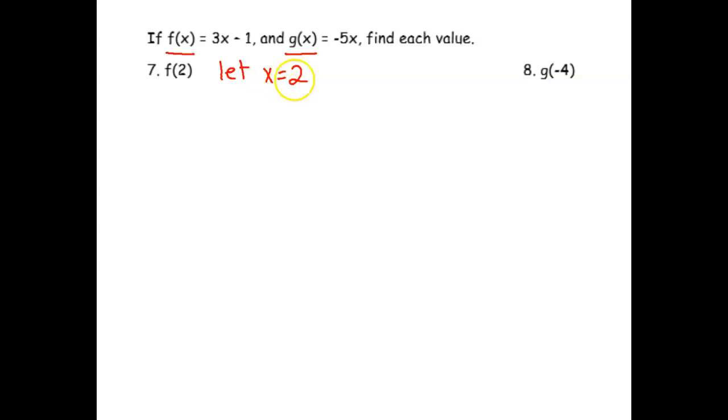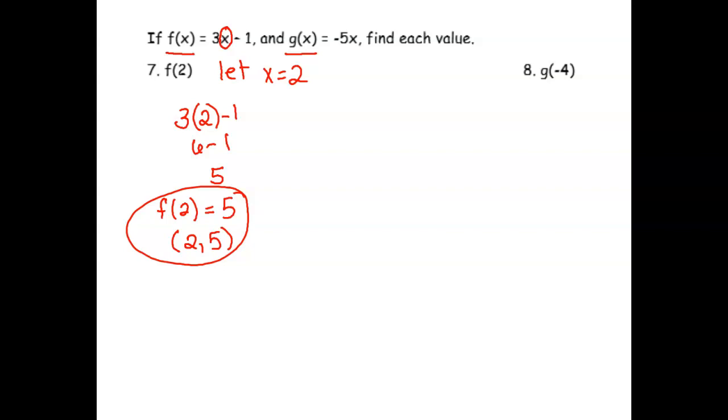So if my input is 2, there's my function. To find f of 2, it's just going to be 3, and every time I have an x, I'm going to just put a 2. So it's 3 times x minus 1, so 6 minus 1, and I get 5. So for number 7, you're going to say that f of 2 is equal to 5. Or again, you can represent it with an ordered pair. An input of 2 gives an output of 5.